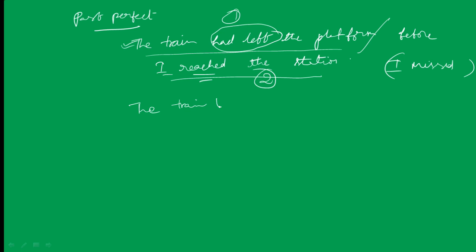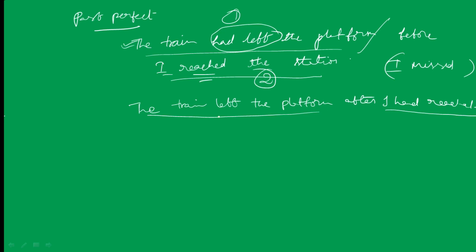Let us take another example like this. The train left the platform after I had reached there. The train left the platform, this is the first sentence. I had reached, this is the second sentence. Actually this is a past action and this is another past action. Which action has completed first? In one we have used simple past, and in the other past perfect. So the past perfect action completed first. That means I had already reached there before the train left the station. The train left the platform after I had reached, that means I did not miss the train here.